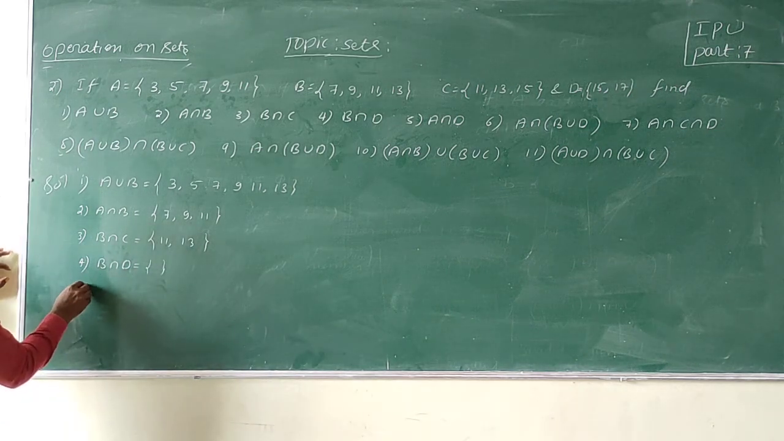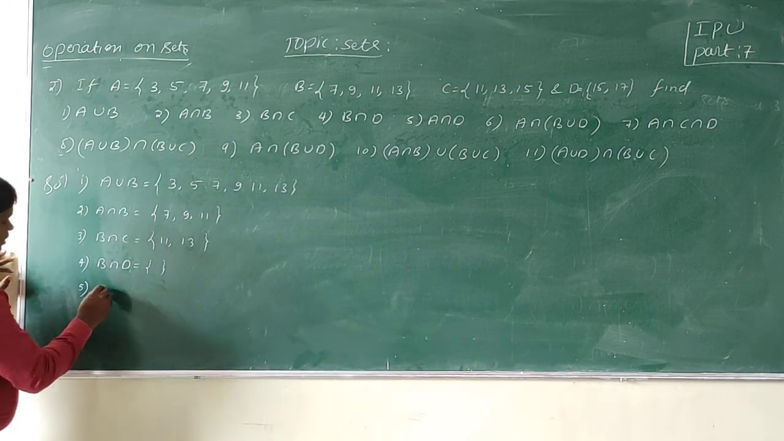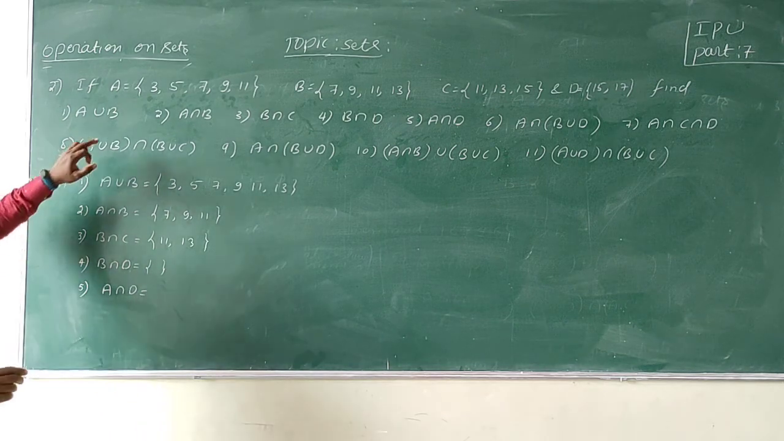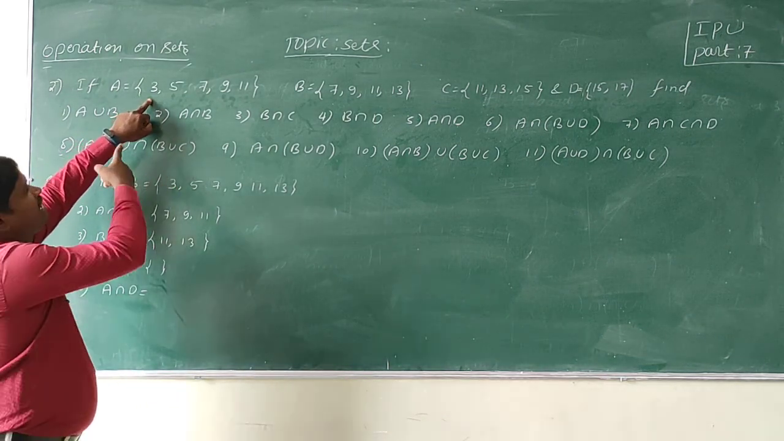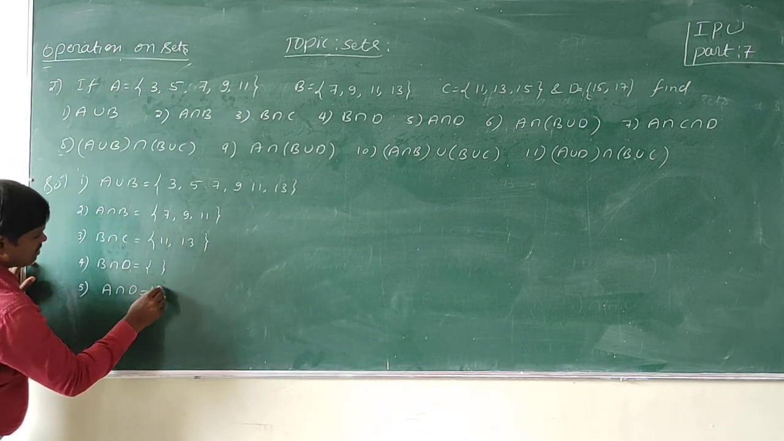The fifth one is A intersection D. A is here and D is 17, 15. Is there any common element? No, there is no common element. Therefore this is also the null set.